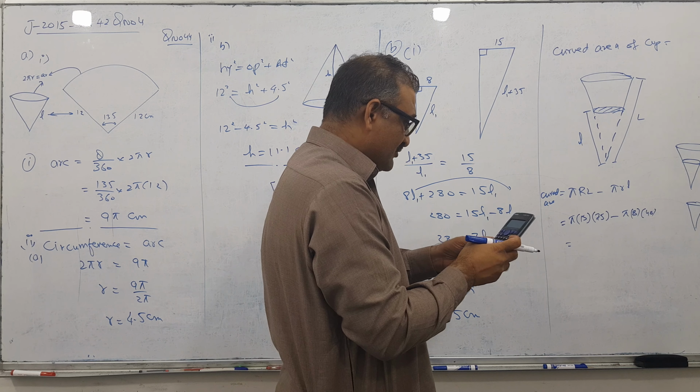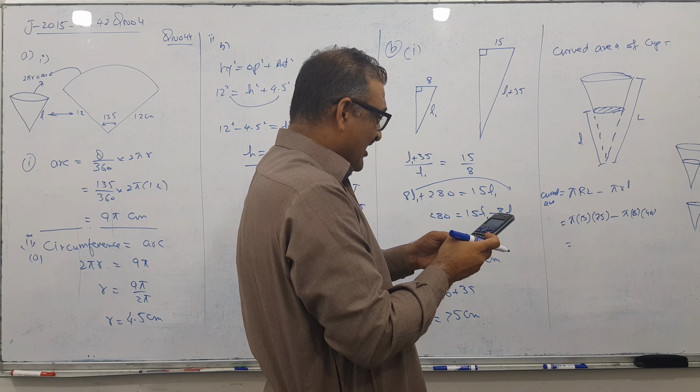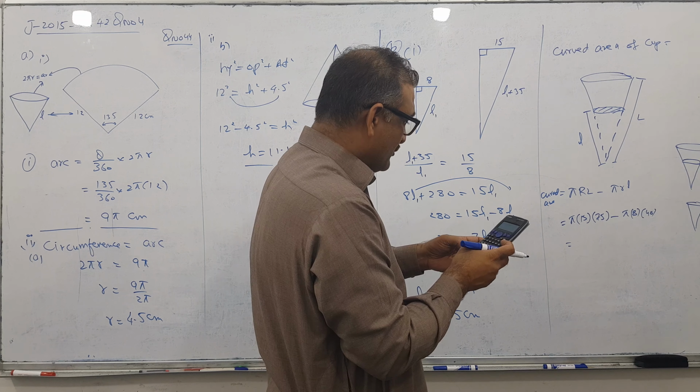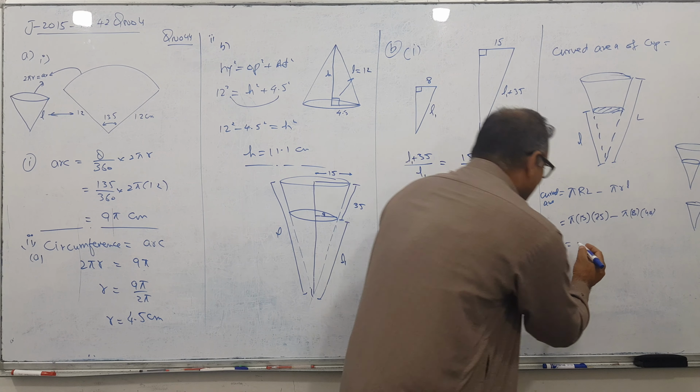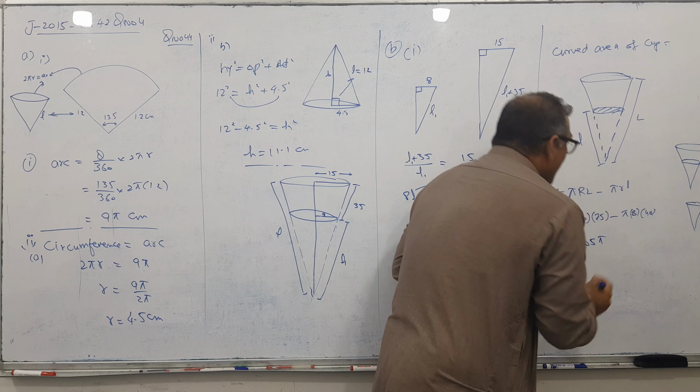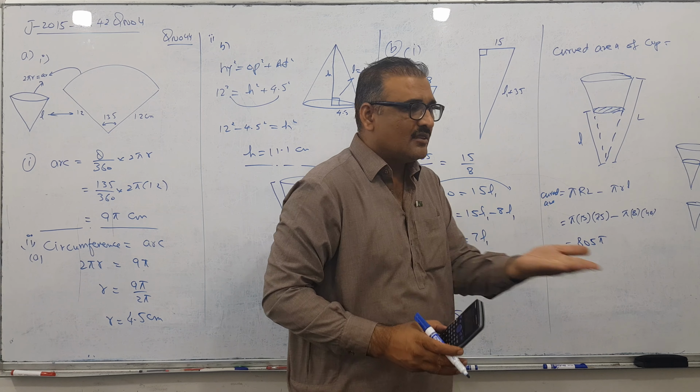So 15 times 75 minus 8 times 40, and I get 805 pi. But problem, I missed one thing. What? The bottom circle.